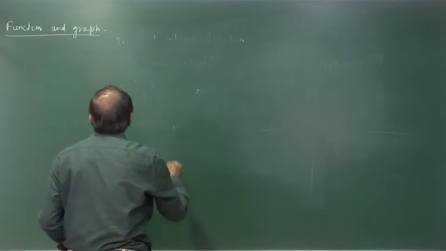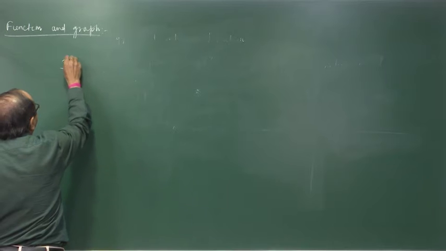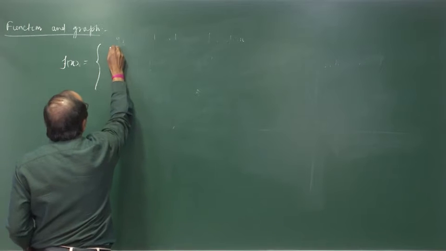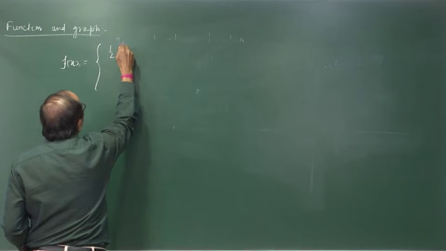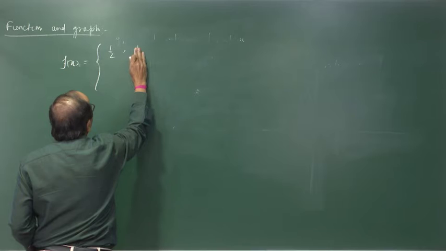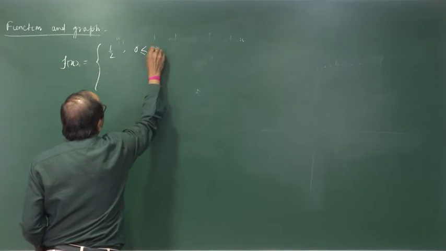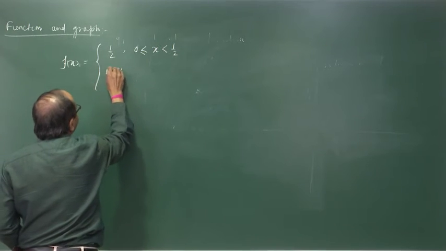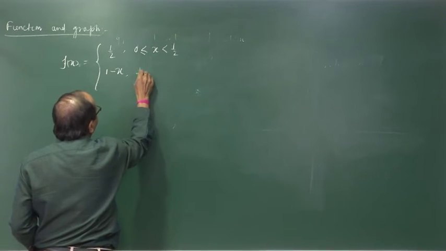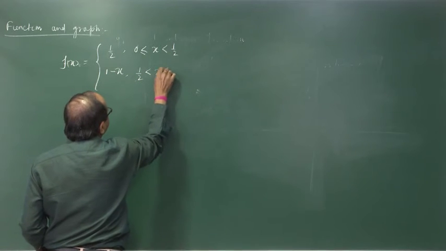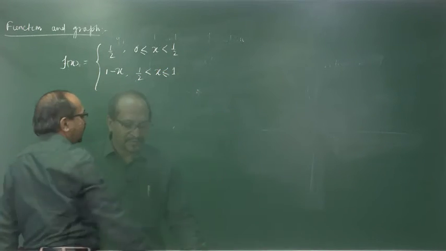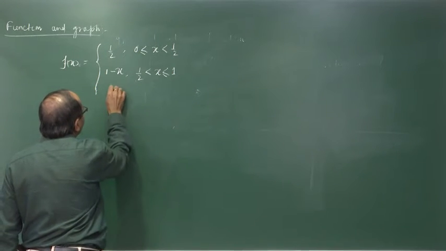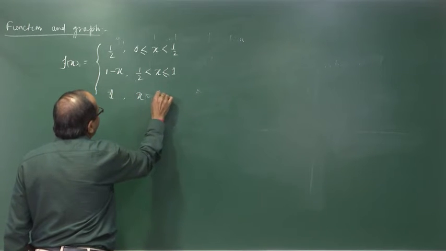Okay. Suppose I define a function like this, f of x is equal to x when 0 is less than or equal to x less than half, and is equal to 1 minus x when half is less than x less than or equal to 1. Okay. And it is equal to 1 when x is equal to half.